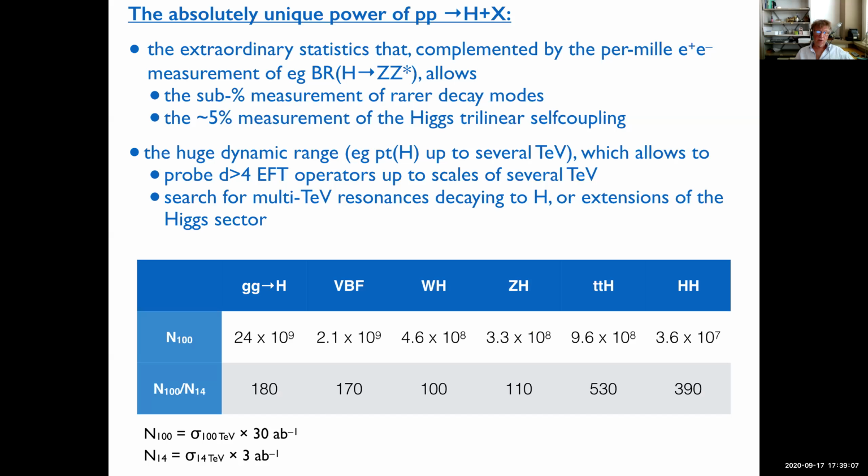What is unique about the Hadron Collider in the context of physics are the huge statistics. As I said before, several billions, and here in this table you can see it for the different production channels. In addition to the statistics, one also has a huge dynamic range in the production.